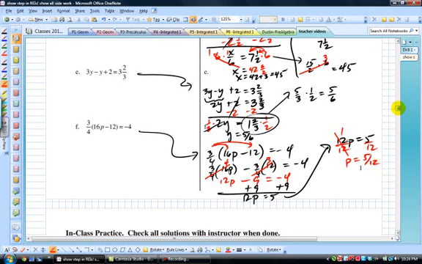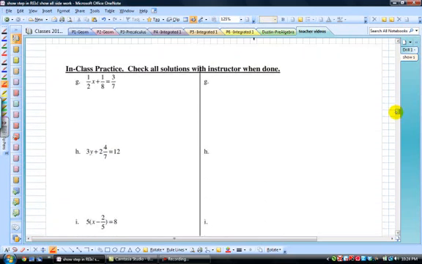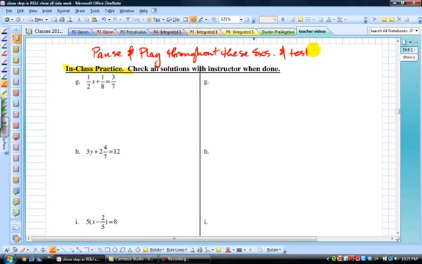Now what we want to do though is have you try it, and this is what we call the in-class practice here. So I want you to pause the video here and try the first one, and when you're done, press play and then watch me summarize it. Use this as a pause and play throughout these examples and test your understanding of the concepts. Okay, so pause the video, give it a shot.